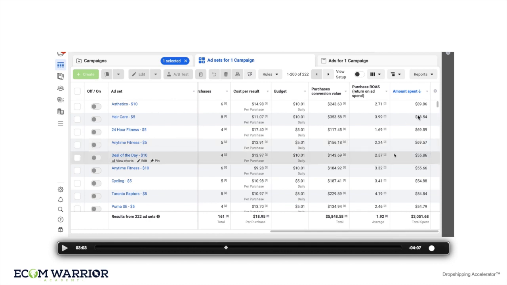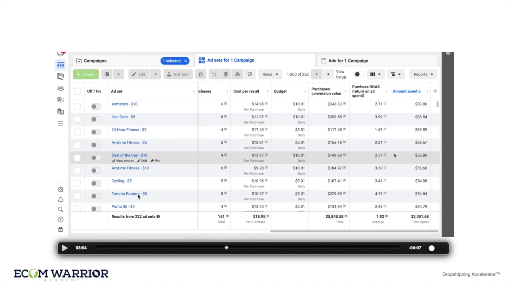So for aesthetics, I spent $89 to generate $243 for a ROAS of 2.71. For hair care, I spent $88 to generate $353 for a ROAS of 3.99. That one performed exceptionally well. For 24-hour fitness, I spent $69.59 for a purchase conversion value of $117.45. And that one didn't perform too well. It had a ROAS of 1.69, so I did turn that one off after a while. And then you can see here these ROAS, so 2.24, 2.57, 3.32, 4.19. This one here spent $54 to generate $229, and that interest was Toronto Raptors, so that one was doing quite well.